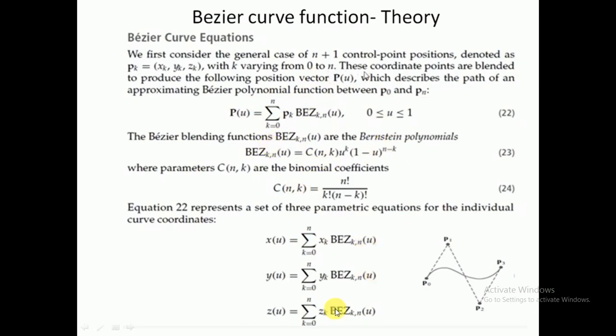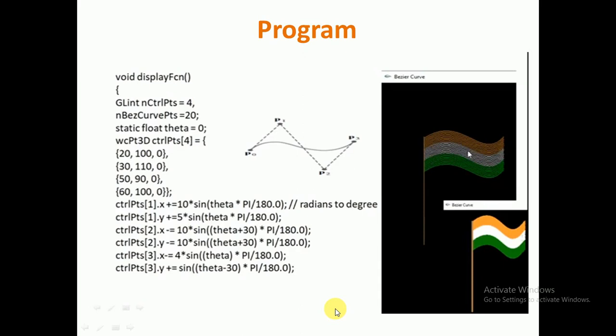Then we will go to the program. First, before going to the program, this is our output. I want an output like this. This is a flag, and the flag has to be animated. When wind comes, the flag moves like that. Our output must be like that. It has to move. As I told, we have taken 4 control points to draw this flag, that is P0, P1, P2, P3.